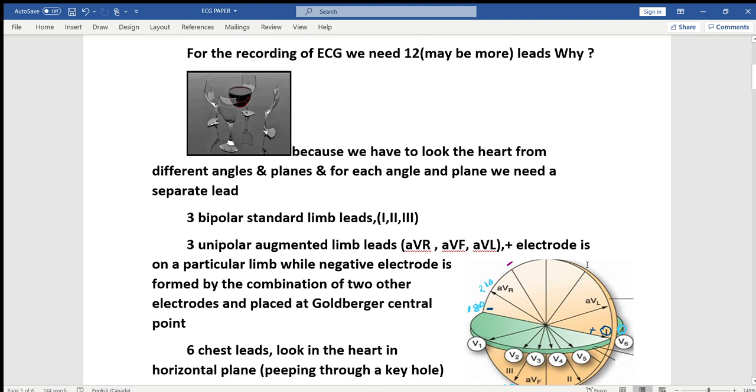This is your lead number 1, here you have lead number 2, and here you have lead number 3. We will see in detail where they originate and what their destination is, and we will also see the Einthoven triangle soon. So these two sets, the three bipolar standard limb leads and three unipolar augmented limb leads, this is your AVF, this is your AVR, this is your AVL, they are looking at the heart in the frontal plane. After that, we have 6 chest leads also.